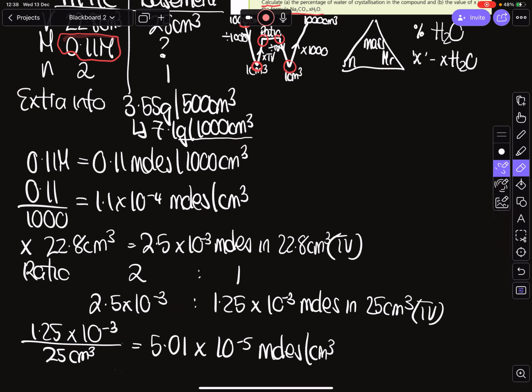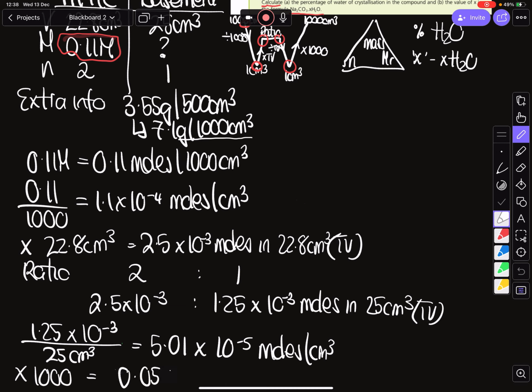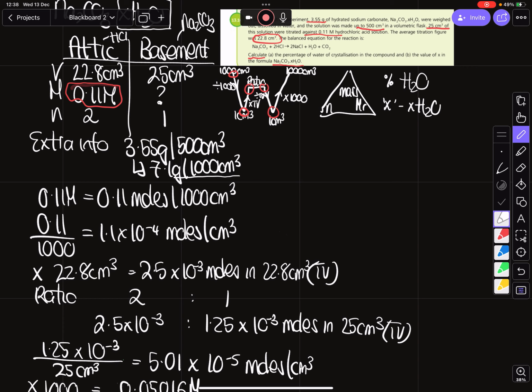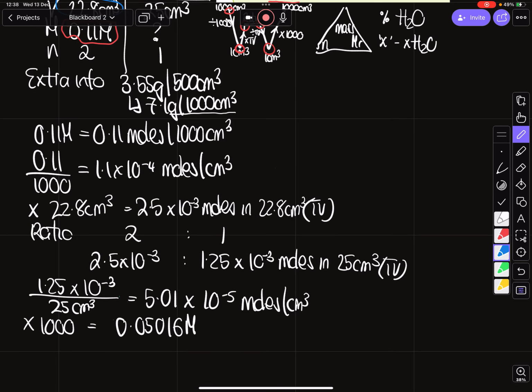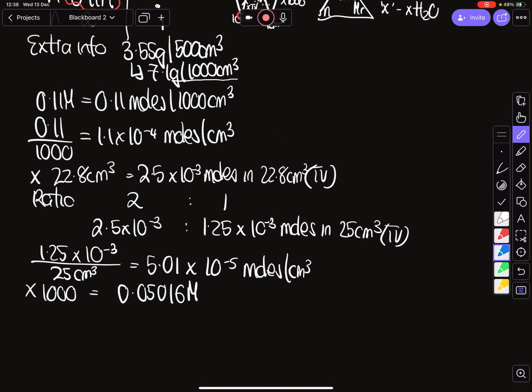And then finally, to finish it off, we have to multiply by 1,000 to turn it into moles per litre and a big M value. And when we do that, we get 0.50016 big M. Now, if you go back and have a look at our data table up here, we have 3 significant figures in our data table. So I will always use that as my answer.